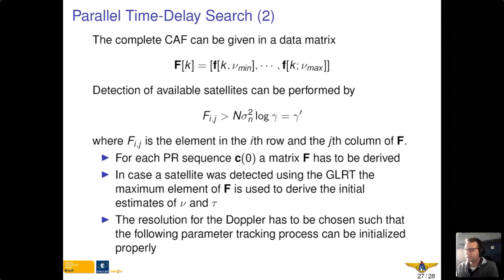This is also what we discussed. In this case, we can only choose the Doppler resolution, and we have to make it so fine that the tracking can start with this parameter, so it's sufficiently close to the true value. Again, this has to be chosen by the designer. As you are designing your feedback system, you have to go back to your acquisition and say, okay, I have to acquire this exactly in order to start this feedback system and to keep track.